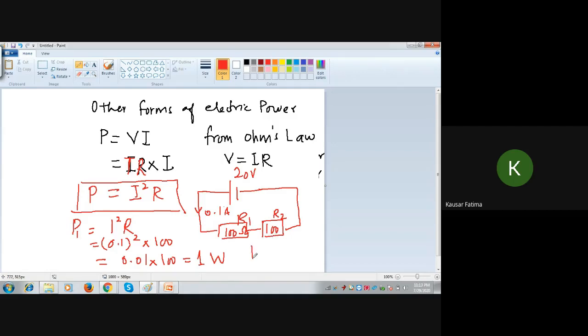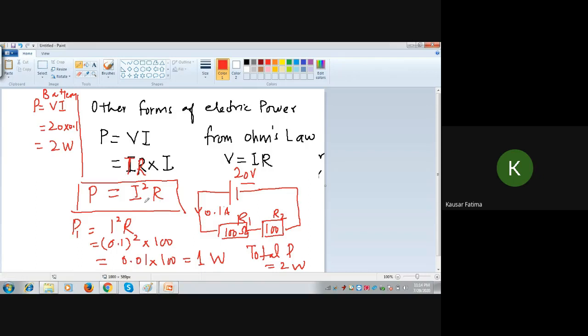So total power is equal to 2 watt. Let us see how much power the battery gives. Battery draws current of 0.1 ampere. So for the battery, we will use P is equal to VI. This is the battery. Battery gives 20 volt and the current by the battery is 0.1. So 2 watt. So total power given by the battery is equal to total power used up by these two resistors.